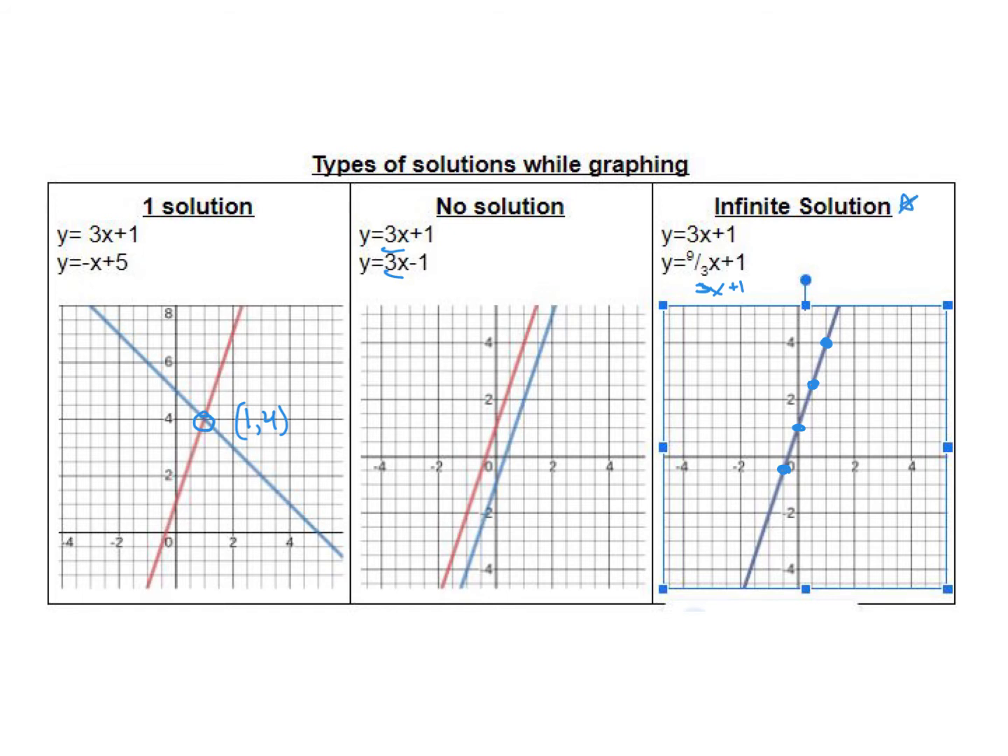Now, I will say one solution is going to be the most popular one. They should typically intersect somewhere. Throughout this week and this lesson, we're going to talk about a couple of different ways, but today we're going to specifically talk about graphing. So let's take a look at a few examples.